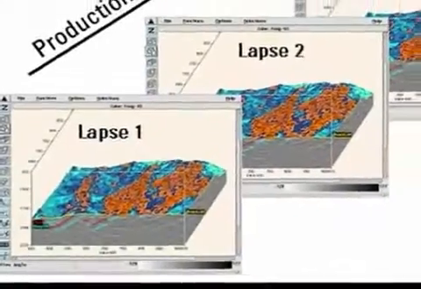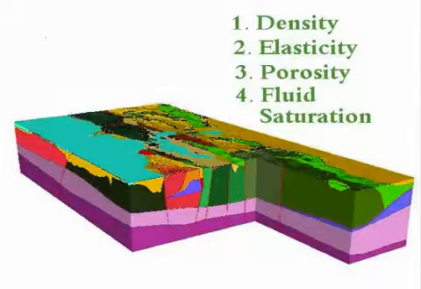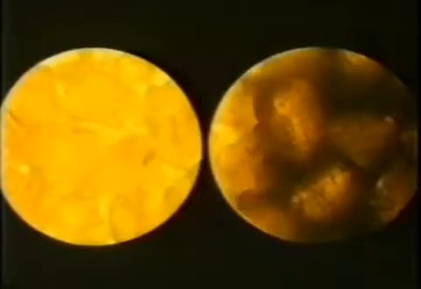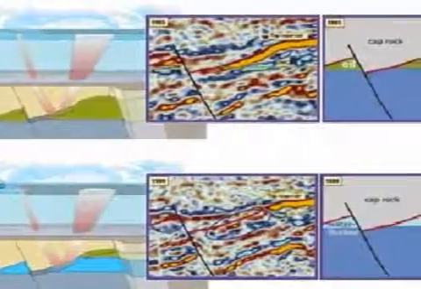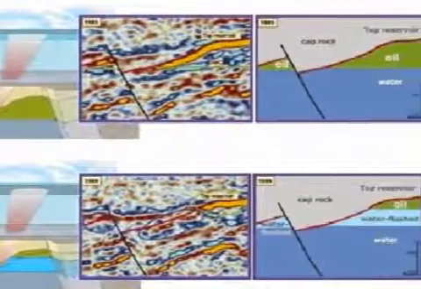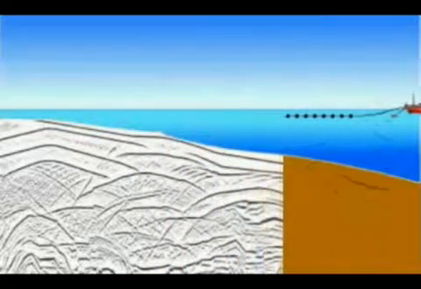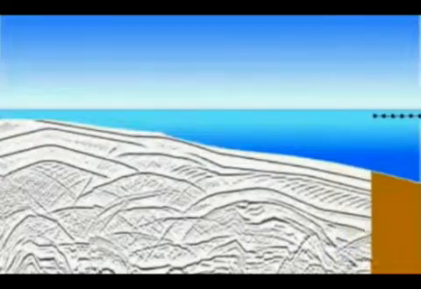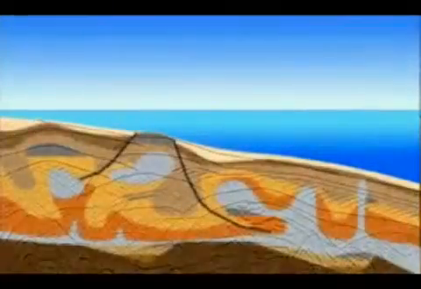The advantage of 4D is that of the four variables of rock properties, density, elasticity, porosity, and fluid saturation, only fluid saturation can be tracked over time. 4D seismic allows the geoscientists to see these changes over time. These examples, I think, make it clear how useful 4D seismic surveys are in understanding the effects of the changes that take place over the life of an oil well and its reservoir.